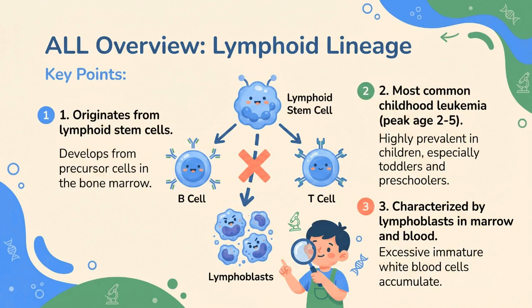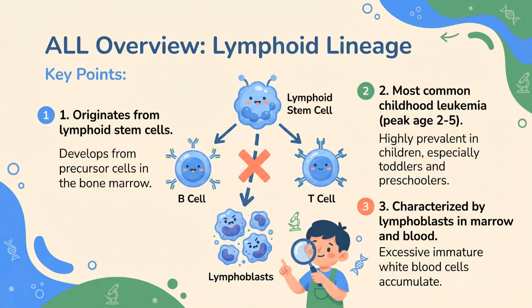A key demographic point is that ALL is more common in children, representing the most frequent childhood cancer, with a peak incidence between 2 and 5 years of age. However, it can also occur in adults, though less frequently. The clinical presentation often includes symptoms related to bone marrow failure, like fatigue, pallor, fever, and bleeding. Lymphadenopathy, hepatosplenomegaly, and bone pain are also common.